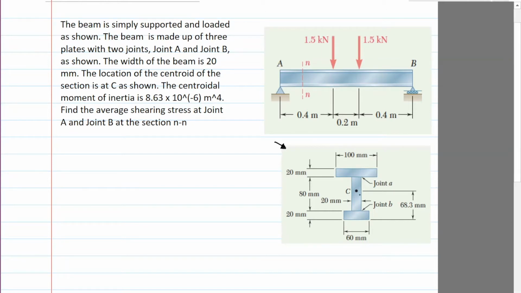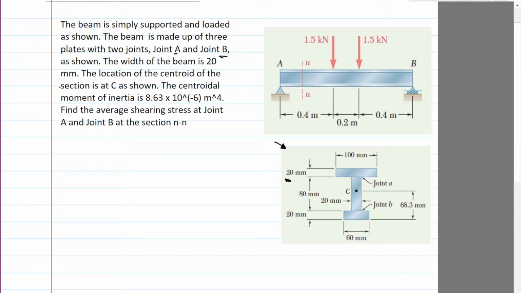So there is the vertical plate and 2 horizontal plates. And those horizontal plates have to be joined with the vertical plates through joints A and B. The width of the beam is 20 millimeters. Okay, I guess that's what they mean here.